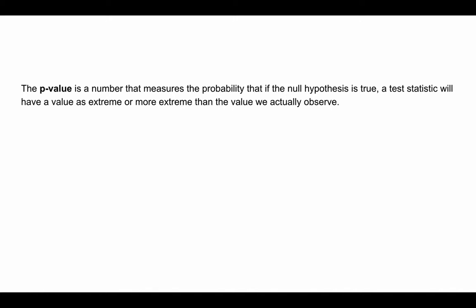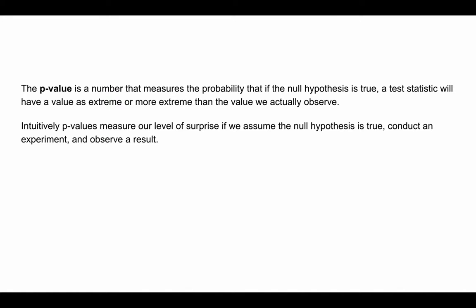Okay, so what is a p-value? Well, the definition of p-value is: the p-value is a number that measures the probability that, if the null hypothesis is true, a test statistic will have a value as extreme or more extreme than the value we observe. This is hard to understand, so we're going to dig deeper.